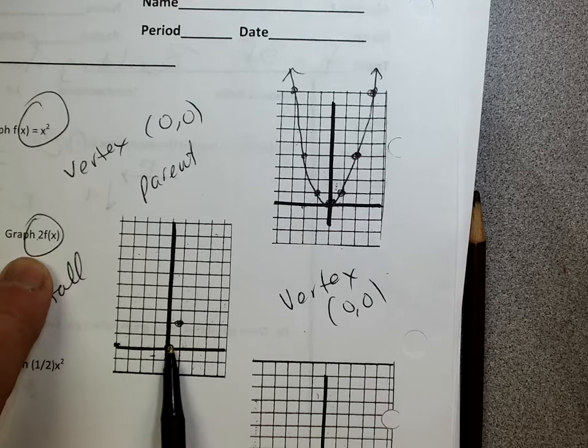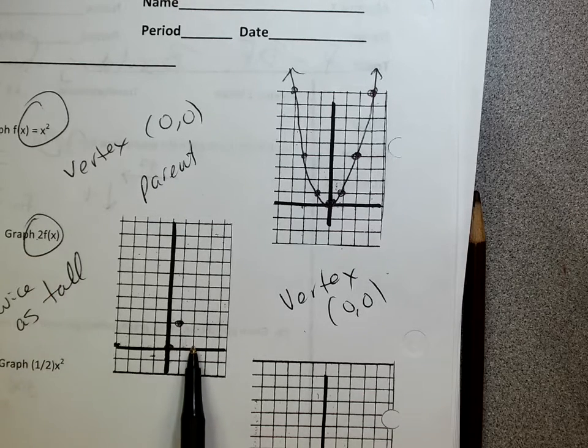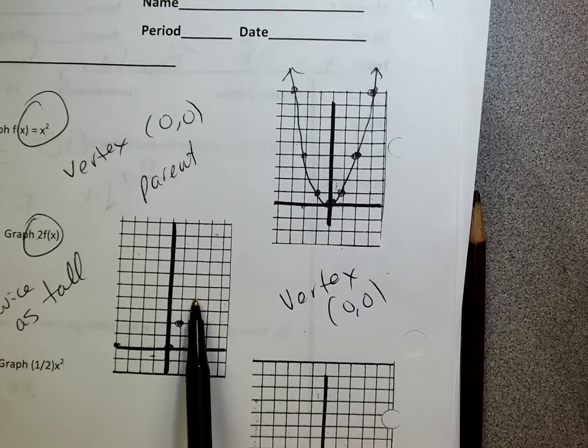Go back to my vertex. 1, 2. 2 squared is 4, right? 2 squared is 4, so 1, 2, 3, 4. But I want to be twice as tall.